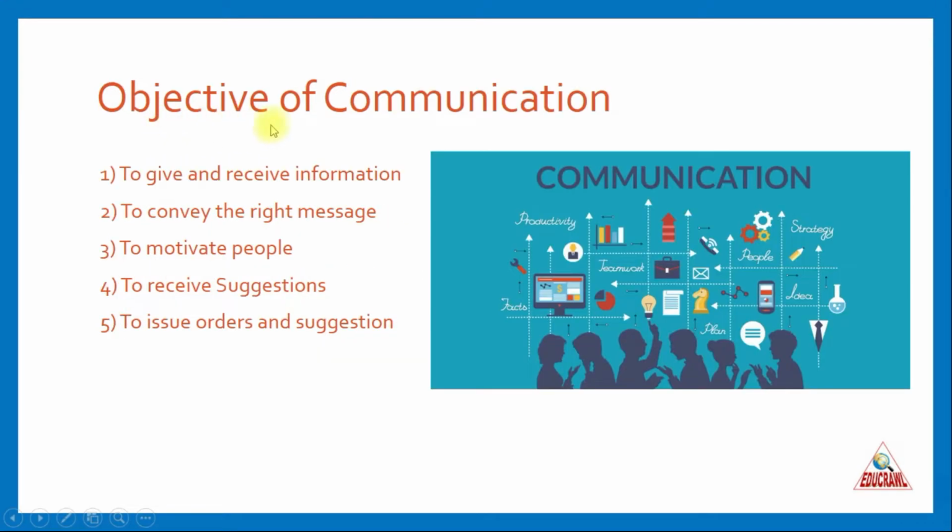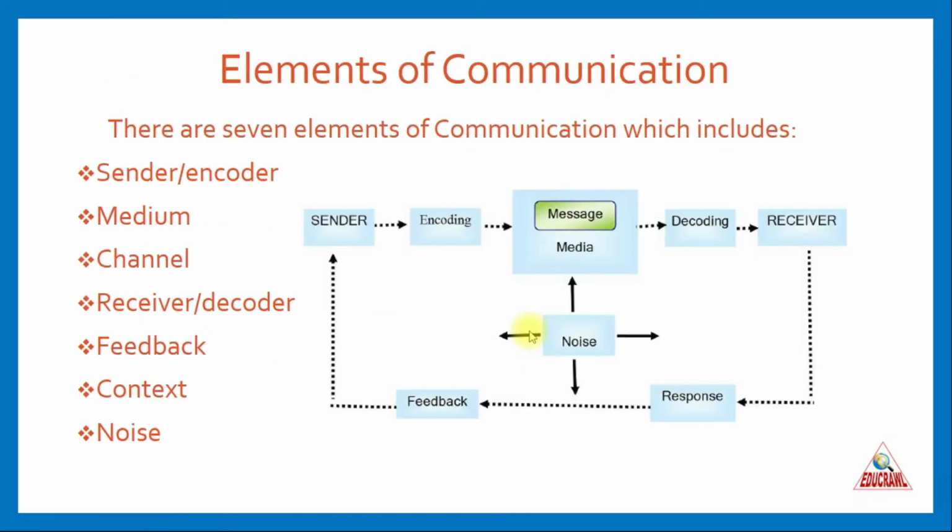What is the objective or the aim of communication? Why do we need to communicate with each other? That is what we are going to see now. We need communication because we have to give and receive information. We have to convey the right message to others. And we need to motivate people, to receive suggestions, to give suggestions, and to issue orders and suggestions. We need communication. Now let us see the elements of communication.